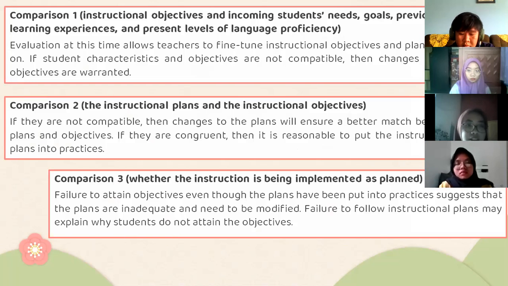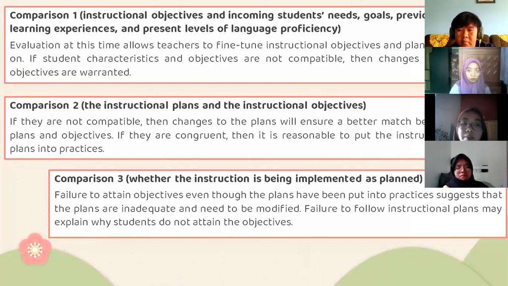The first comparison: we compare the instructional objective and the student needs, such as goals, previous learning experience, and the levels of language proficiency. So in comparison 1, the comparison can be made only if the students have the same background knowledge. Evaluation at this time allows the teacher to fine-tune instructional objectives and plans early on. And if the student's characteristics and the objective are not compatible, then changes to the objective are warranted.